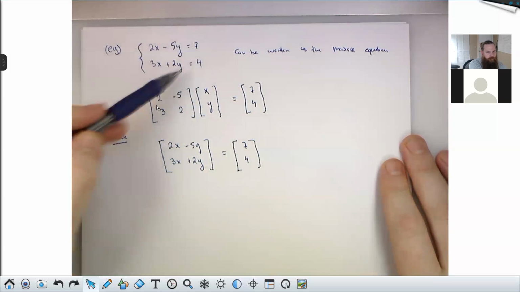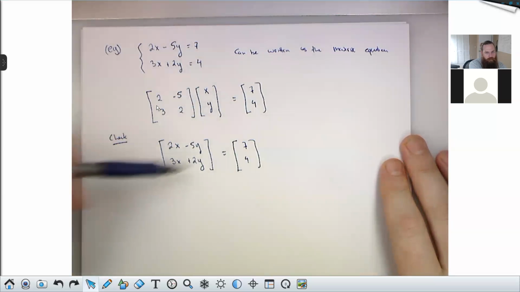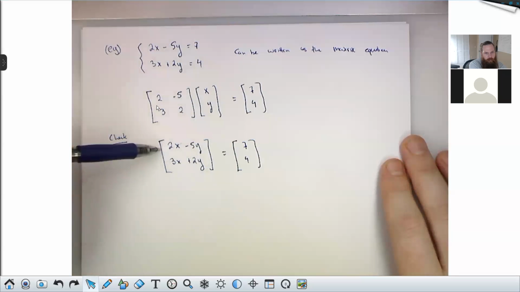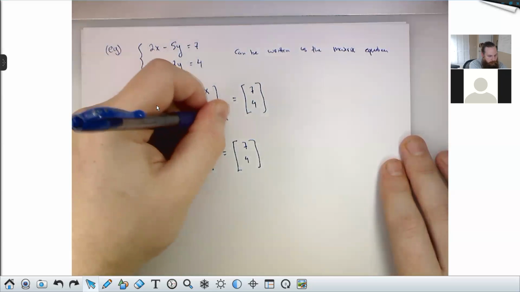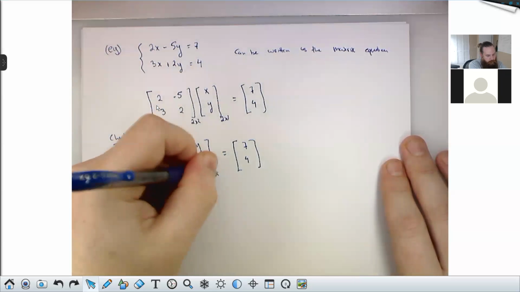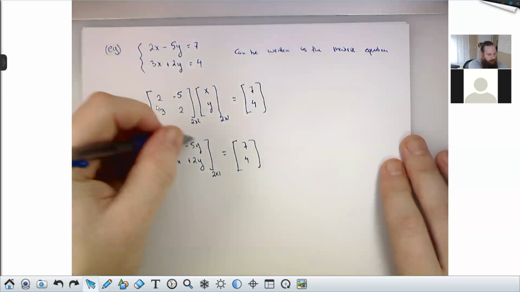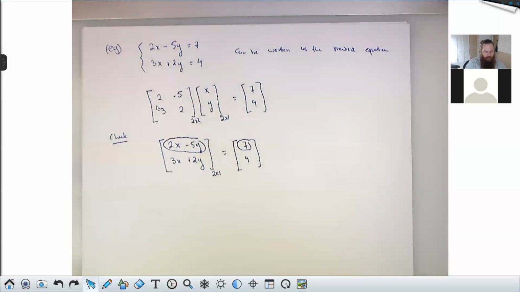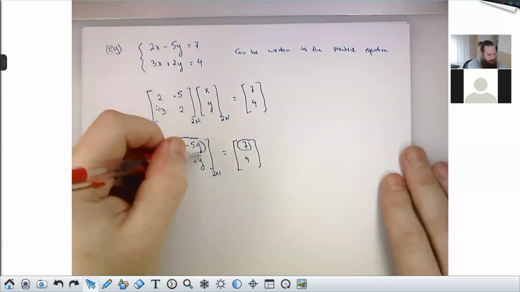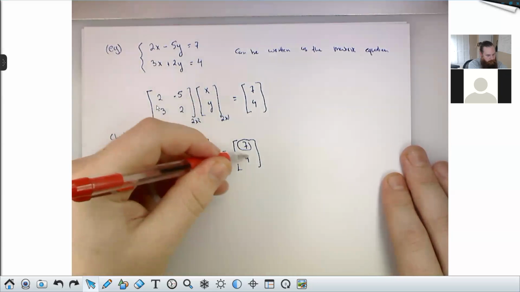So this system is true if and only if these two matrices are equal. Because here I would need the first entry of this matrix, right? This is a 2 by 2. This is a 2 by 1. So the result here is this 2 by 1 matrix. So this is equal if and only if this is equal to this, and this is equal to this.